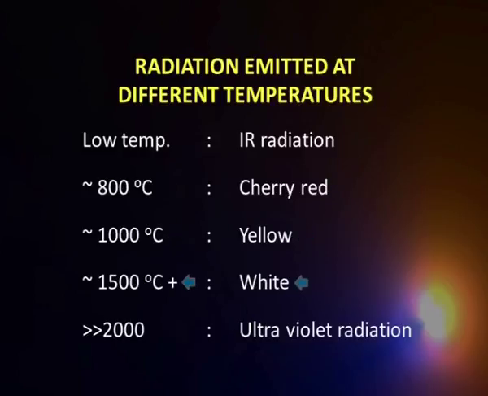At higher temperature, it becomes white, and even beyond 2000 degrees centigrade, maybe we can expect UV radiations coming from the hot object. So what we see is that the output from a hot object depends on the temperature.